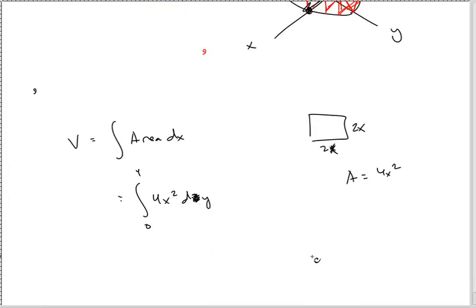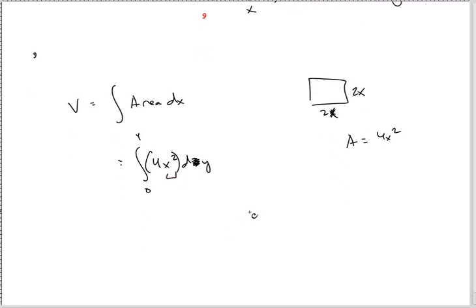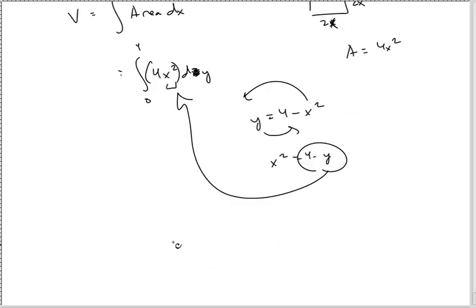And so, just like the last problem, I can't leave it like this, because I need my dy's and dx's to actually be making sense. So I need to go and solve for x squared. Y equals 4 minus x squared. Solve for x squared. I'm going to move these around, and x squared is equal to 4 minus y. That is what you plug in directly.